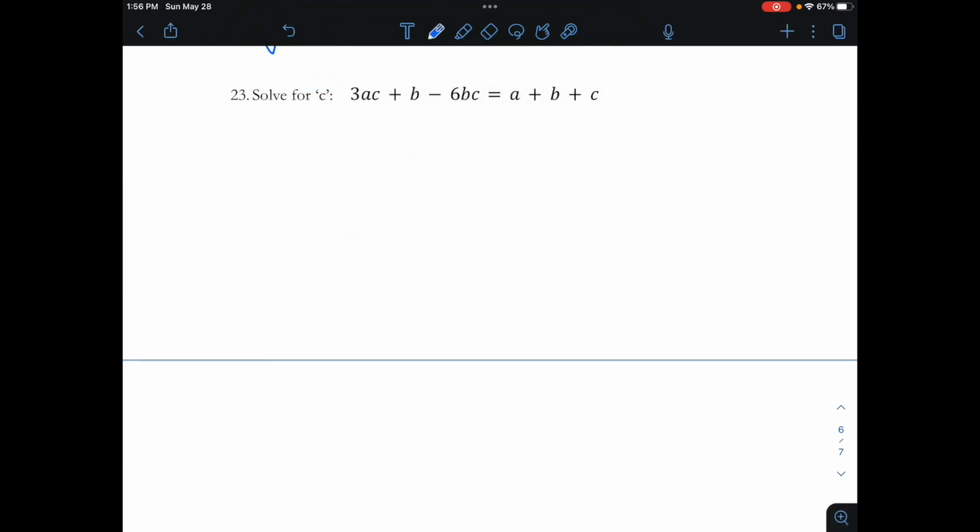Last problem here, solve for C. Notice how these are getting a little easier. So first thing, we want C terms on one side. Because we've got all these terms with C in them, but we can't really combine them because there's too many other variables included in the terms. So I'm going to subtract C from both sides. I'm going to subtract B from both sides.